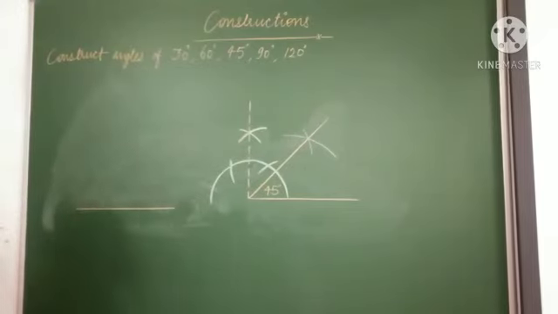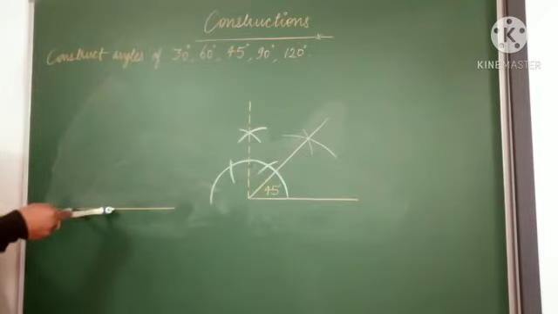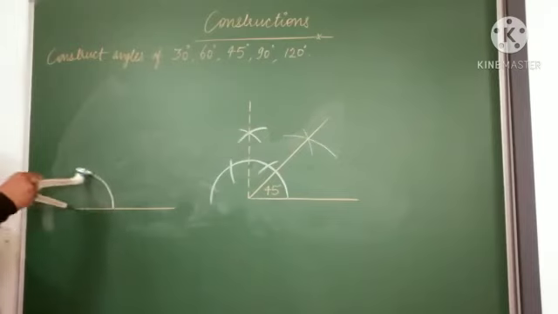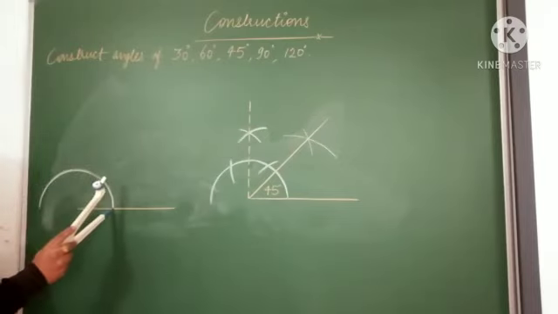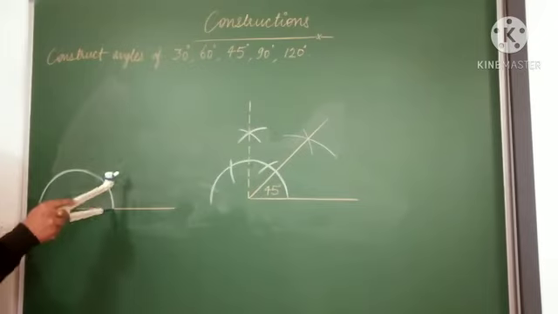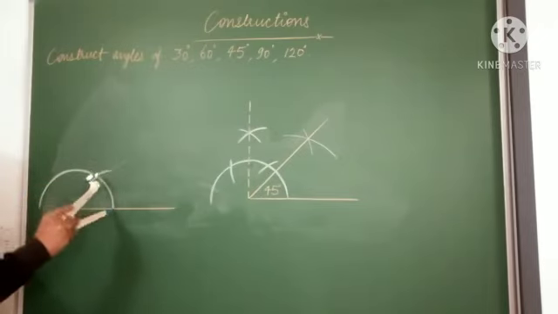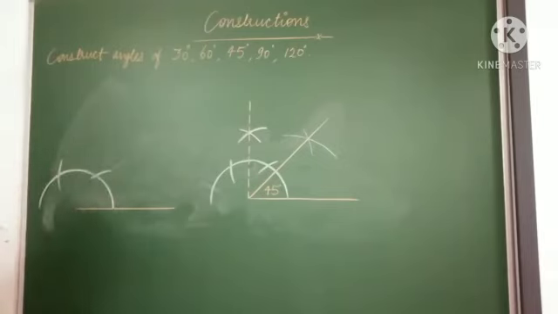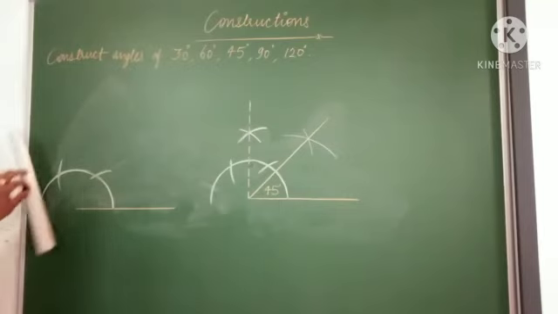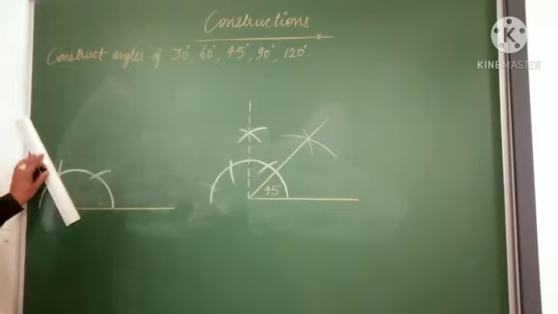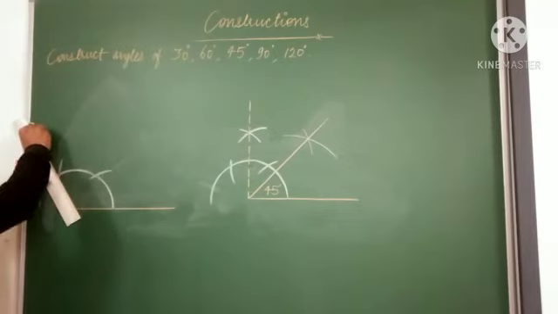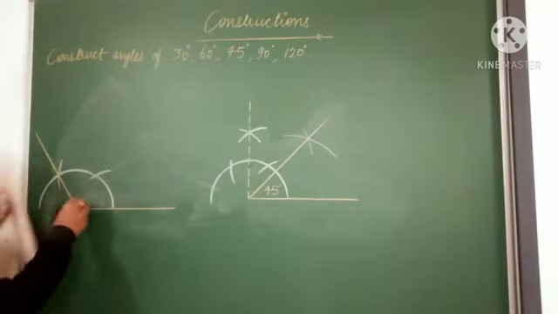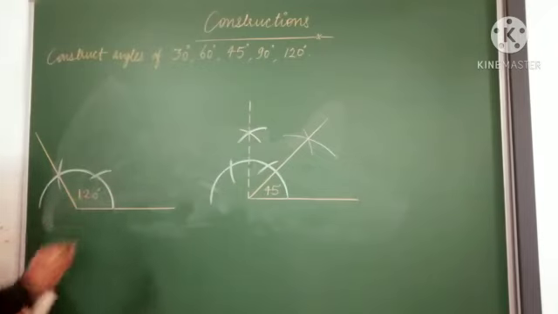Now an angle of 120 degree. Draw a line of any length. Cut a big arc like this. Taking the same radius, cut one arc. This will be 60 degree. But from this point of 60 degree, cut one more arc. This will be 60 plus 60, 120 degree. Join this intersection point from the starting point. This internal angle will be exactly 120 degree.